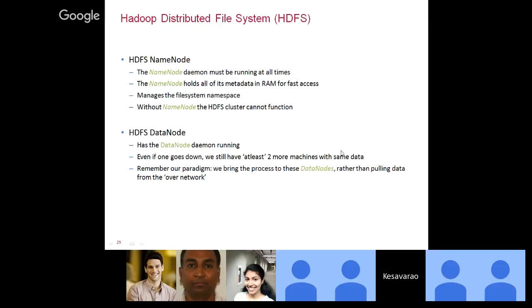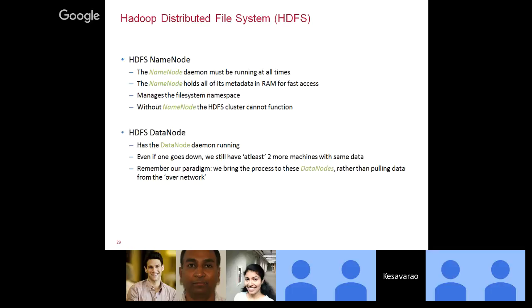Okay, so the name node daemon must be running at all times, because that's the key, the main manager of all the data nodes. So it has to be running all the time. It holds all the metadata, and it holds the metadata in RAM. RAM means in memory, right? So not on the physical drive, the physical hardware. The reason it maintains it in RAM is that it needs very fast access.